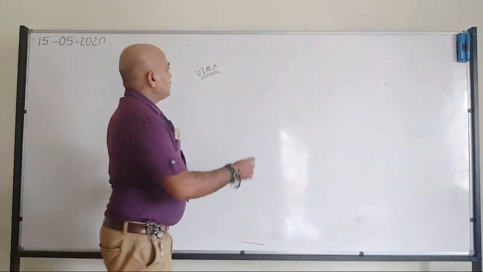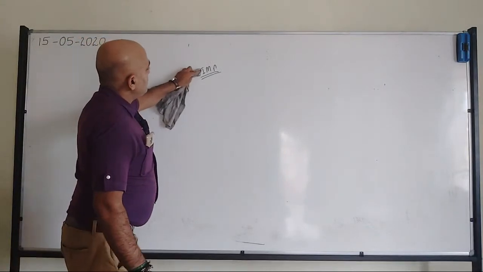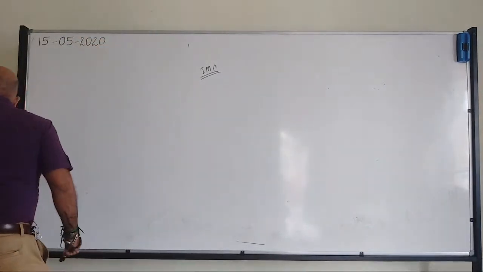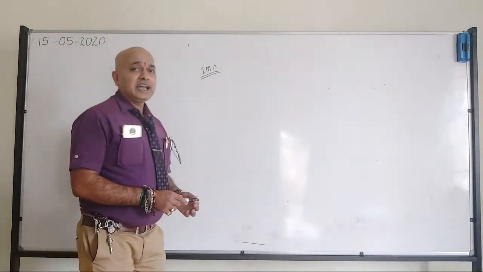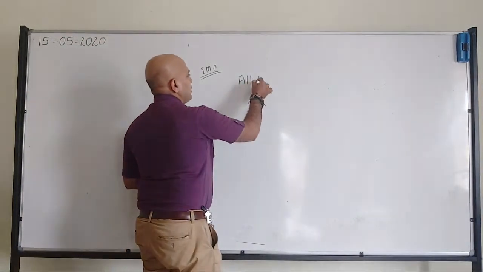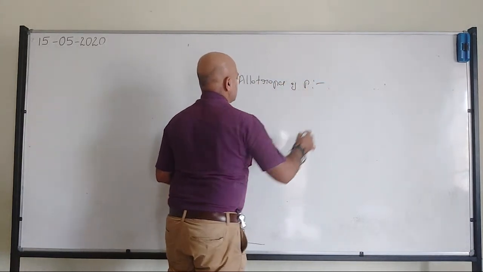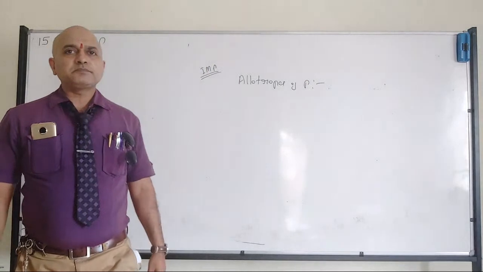So that is allotropes of phosphorus. When it comes to allotropes, I will mention this one as important, not very important. I will mention it as important. So that is allotropes of phosphorus. A 1 mark question from this part you can expect.